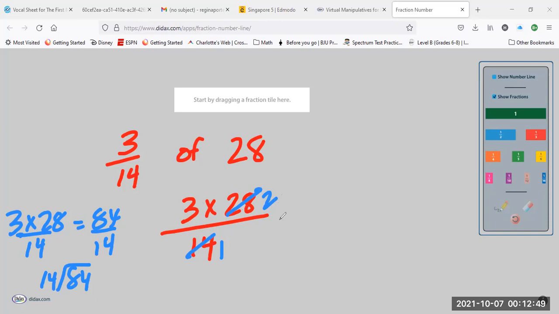3 times 2 is 6 over 1. Then my answer is 6. So if you can simplify here, do it. It's going to help you in the end because it's going to be much simpler. That's the point of simplifying.